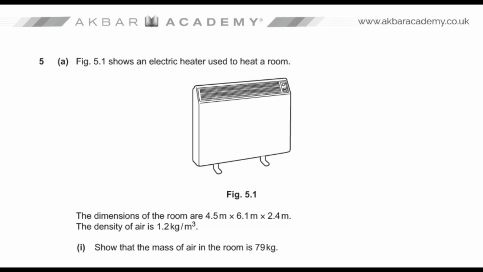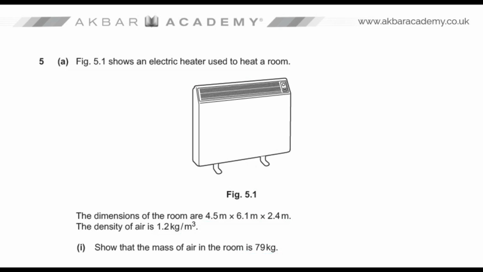Part A1. Finding the mass of air in the room. The question provides the dimensions of the room: 4.5 meters by 6.1 meters by 2.4 meters. The density of air is given as 1.2 kilograms per cubic meter. We are tasked with showing that the mass of air in the room is 79 kilograms.